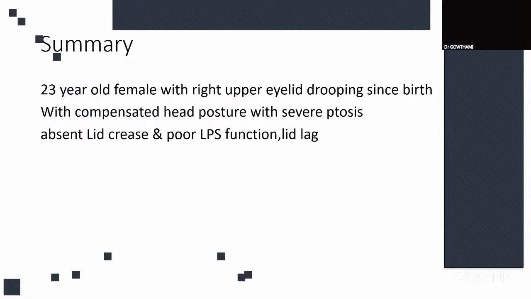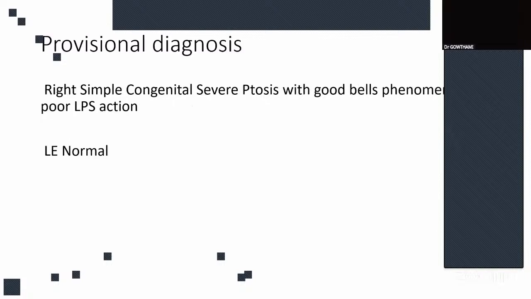My summary is a case of 23-year-old female with right upper eyelid drooping since birth, with a compensatory head posture, with severe ptosis and absent lid crease and poor LPS function with lid lag. My provisional diagnosis is a case of right simple congenital severe ptosis with good Bell's phenomenon and poor LPS function. Left eye is normal.